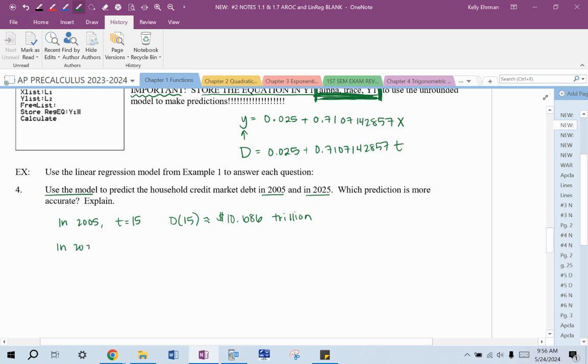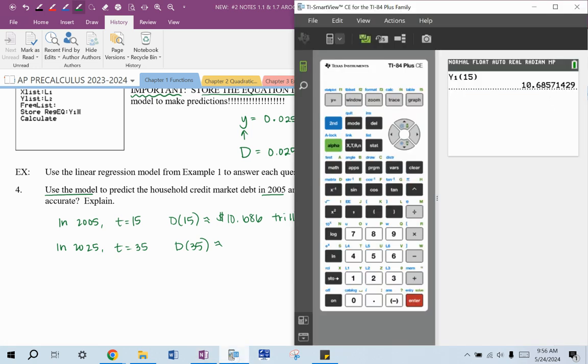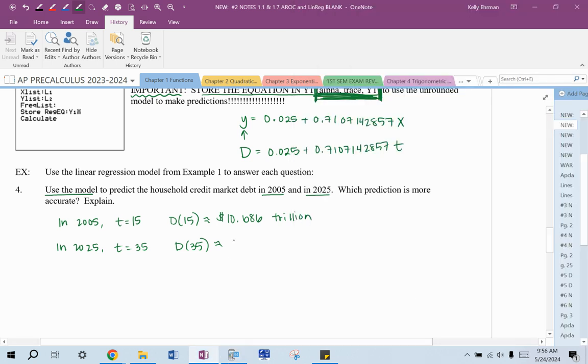In 2025, what's t equal to then? So that's 20 years after this, right? So t is 35. So then D of 35 is about equal to, again, alpha trace y1 of 35, 24.9 trillion. So we did the first part. Our AP questions often ask us 2 questions in one line, so make sure you've answered the whole thing. Use the model to predict those 2 values. Done. Done. Which prediction is more accurate?